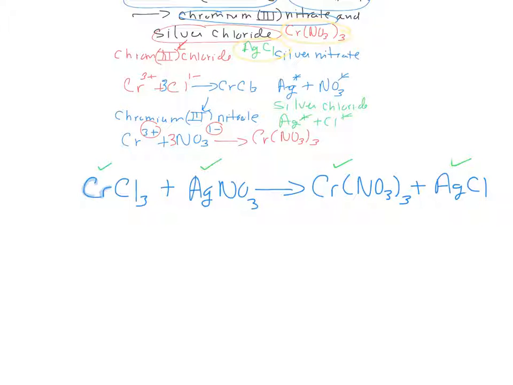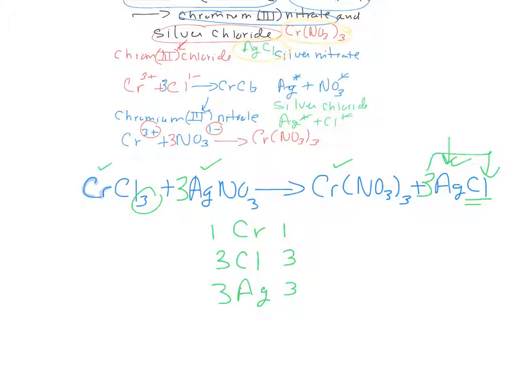Now I'm going to go to my non-metals. I'm going to start with chlorine. There's 3 chlorines on this side and only 1 chlorine on this side, so I'm going to put a 3 in front of the AgCl. But I just disturbed my metal, the silver, so I'm going to put a 3 in front of this silver here. And everything is balanced because I have 1 chromium on each side. I have 3 chlorines on each side, right here. I have 3 silvers on each side.